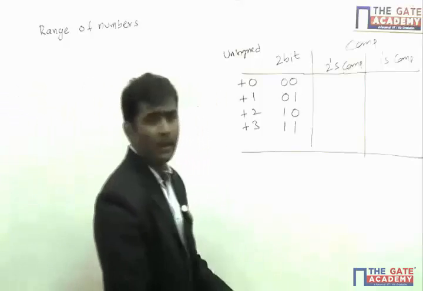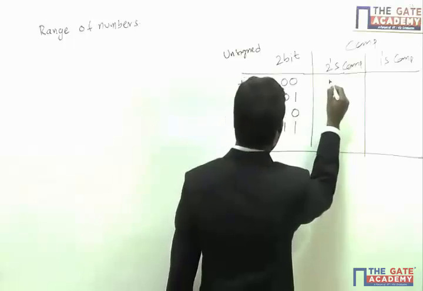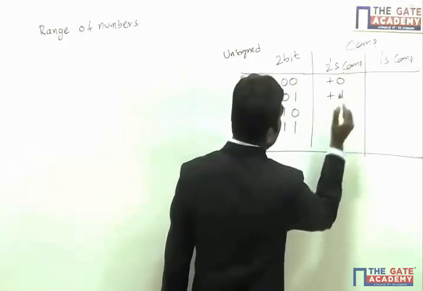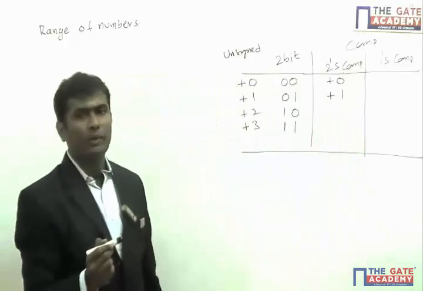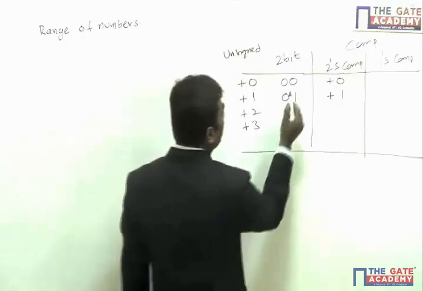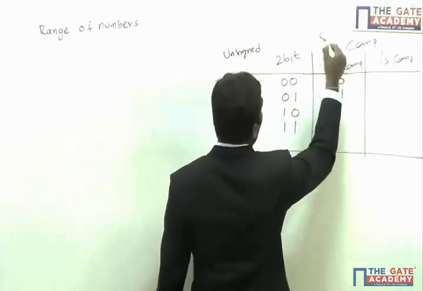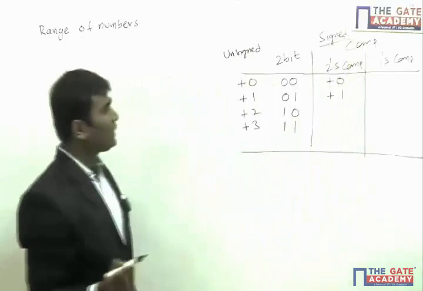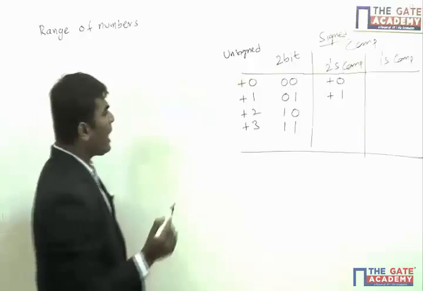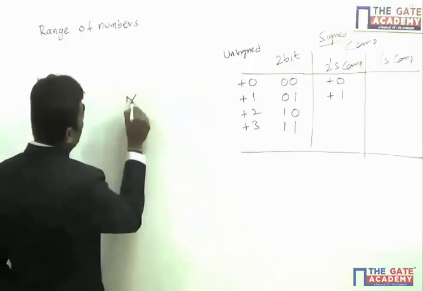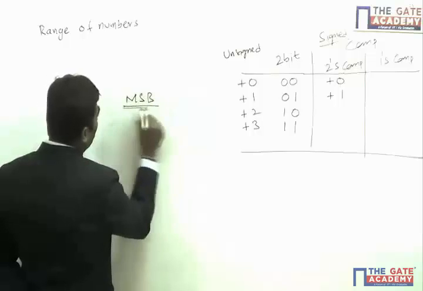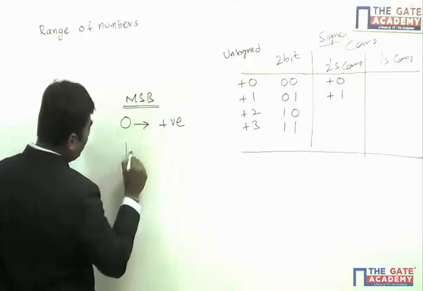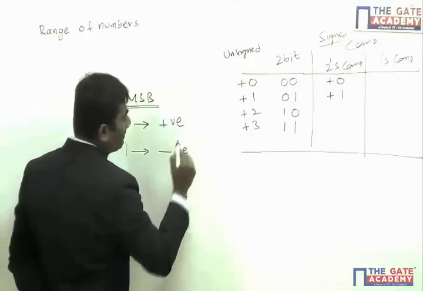So as far as signed complement representations are concerned, when you see this number, I will call it plus 0 only, represented 0 0. This is called plus 1 only. Now here you need to pay attention: whenever you are trying to represent signed numbers, corresponding to complements, pay attention towards the MSB. If that MSB bit is 0, consider that it is positive. If that MSB bit is 1, consider that the number is negative.